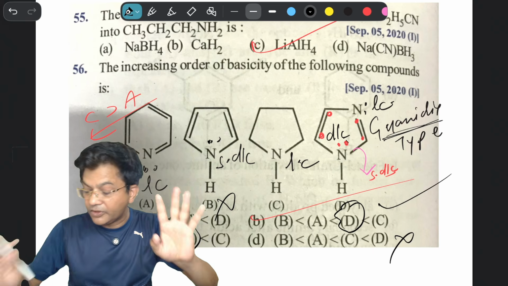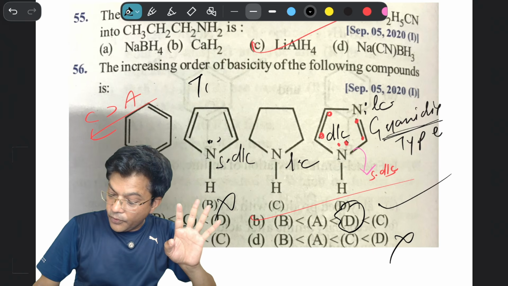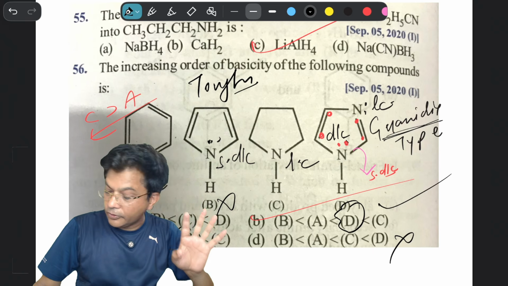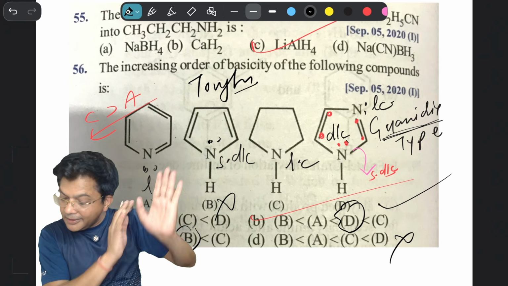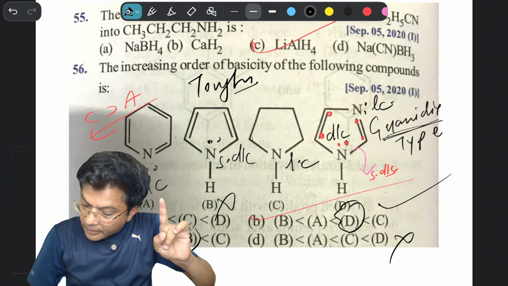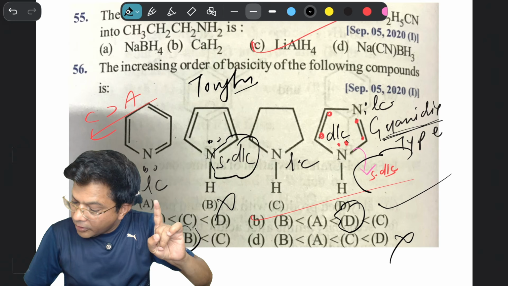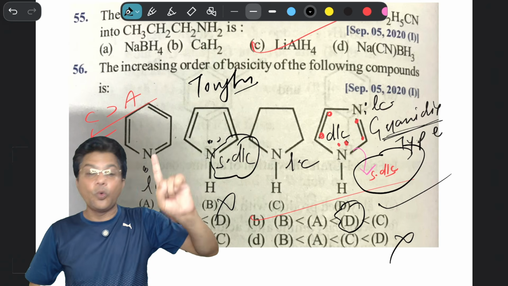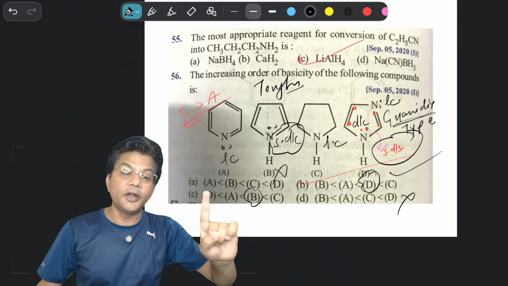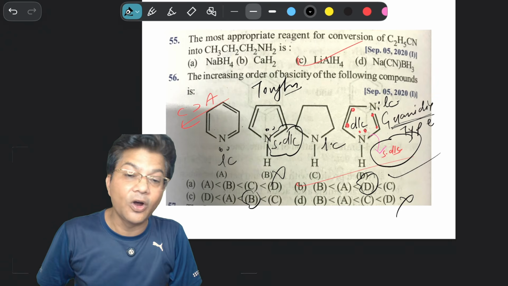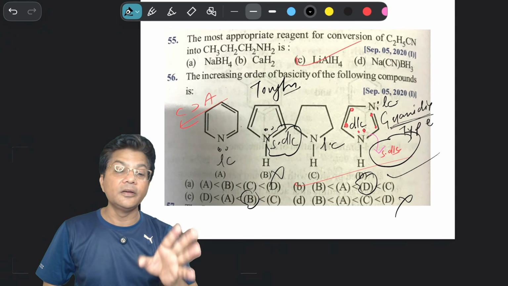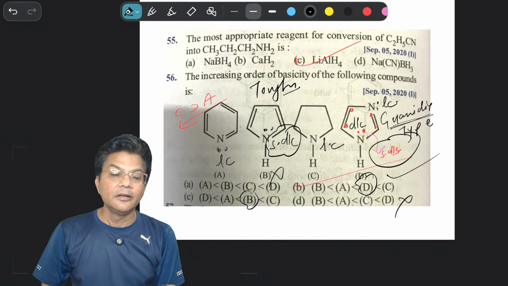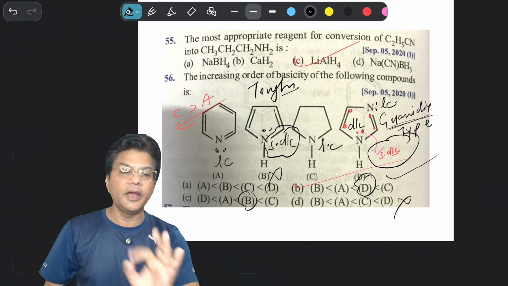So wow, it's a very tough question, kids. Very, very tough question. Let me tell you, both in B and D their electrons are super delocalized, but you see D is guanidine type. That's why D got preference over B. Oh my God, very tough question.